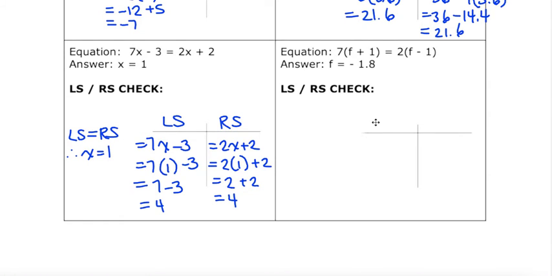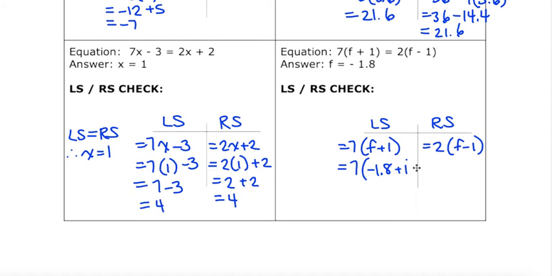And the last one, the left side of my equation is 7 times f plus 1. The right side of my equation is 2 times f minus 1. Instead of f, I'm going to substitute negative 1.8 in its place. So 7 times negative 1.8 plus 1.